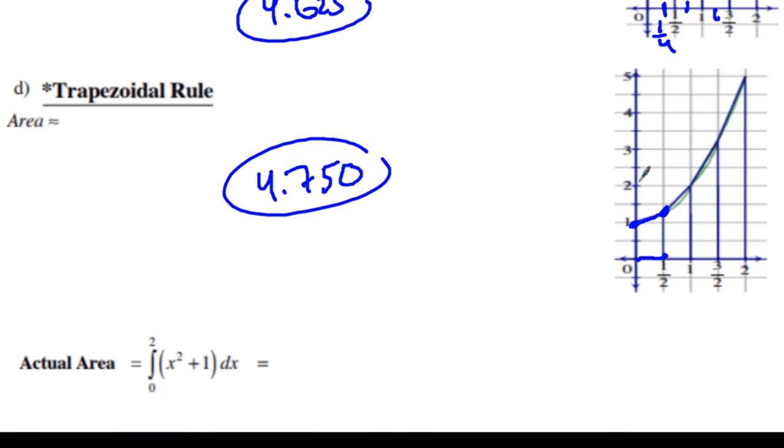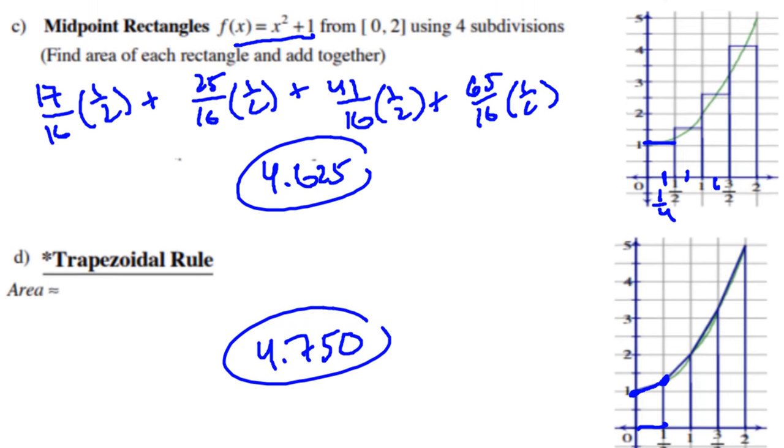How would we find the actual area? We would do an integration formula, and that integration formula would be from the limits of 0 to 2 of the function x squared plus 1 with respect to x, and we would get 4.667. That is the actual area of my curve right there, under my curve.